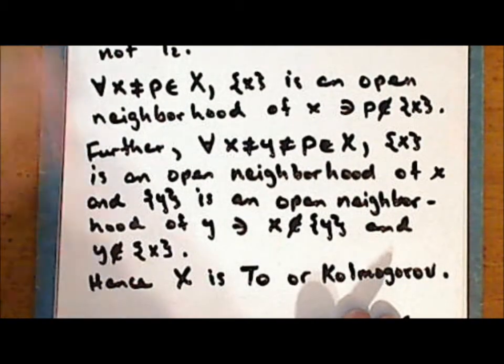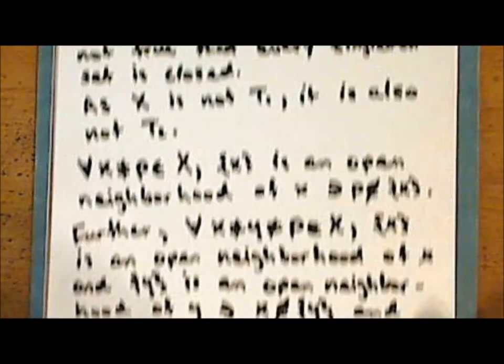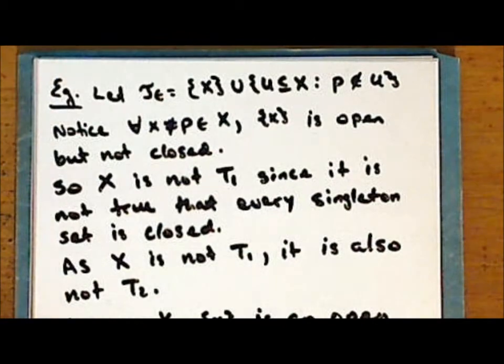And so the strongest separation condition satisfied by a space with the excluded point topology is the T0 or Kolmogorov condition.